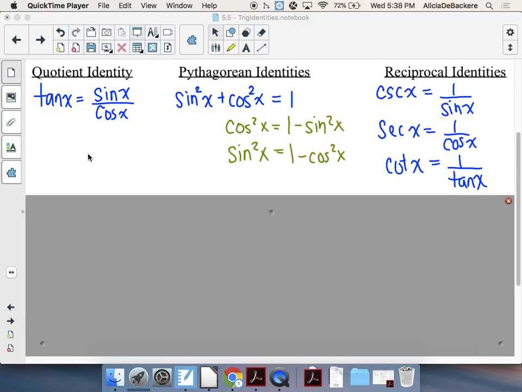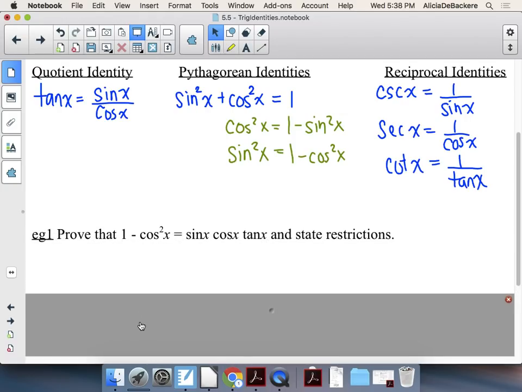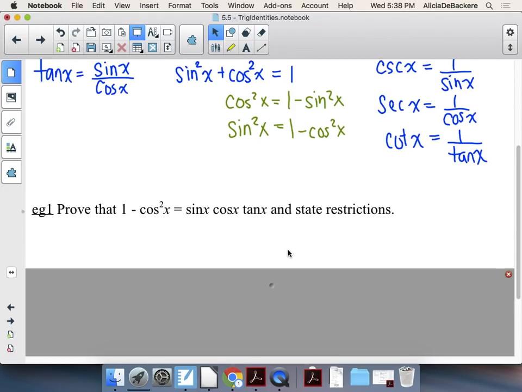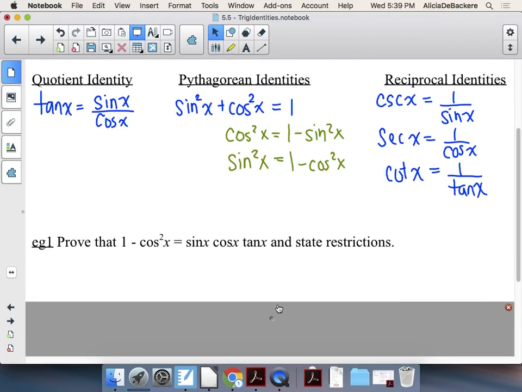So now that we have our basic identities that we get to just accept are true, we're going to use them to prove something else. We're going to try to prove that 1 minus cos squared x is always equal to sine x times cos x times tan x, no matter what number I put in for x. I'll actually keep these on the screen.